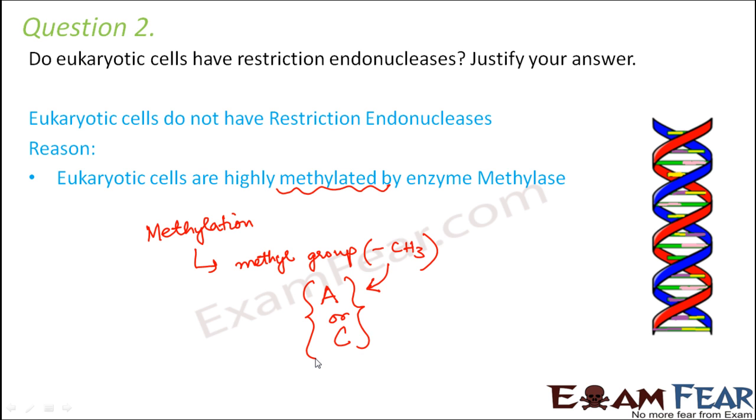Now in eukaryotic cells, due to the presence of this enzyme methylase, the DNA is highly methylated, and due to the highly methylated DNA, they do not have the restriction endonucleases. Whereas in case of prokaryotic cells, they are not methylated, and that is why they have restriction endonucleases. So it is all due to the presence of this alkyl group that the restriction endonucleases are present or not present.